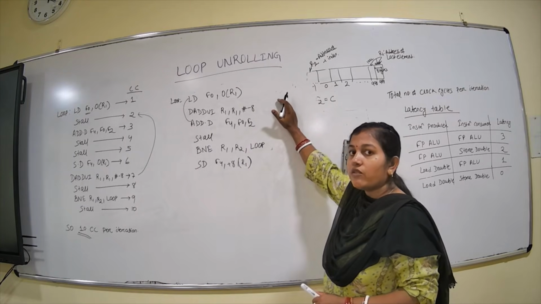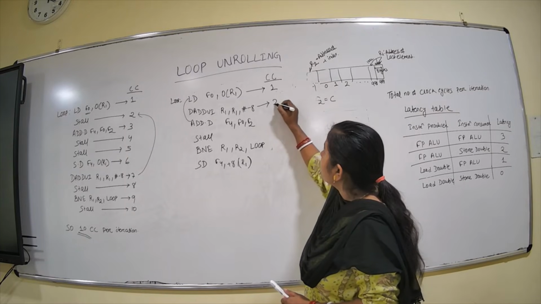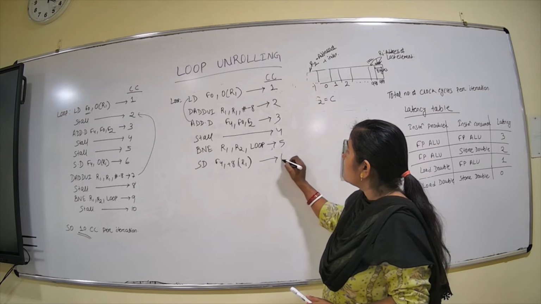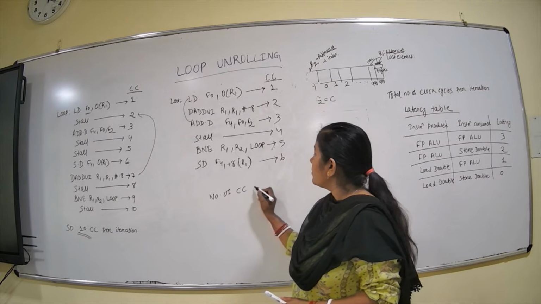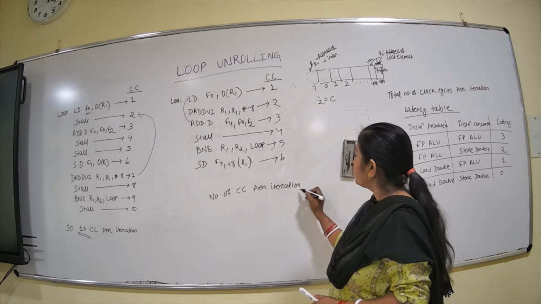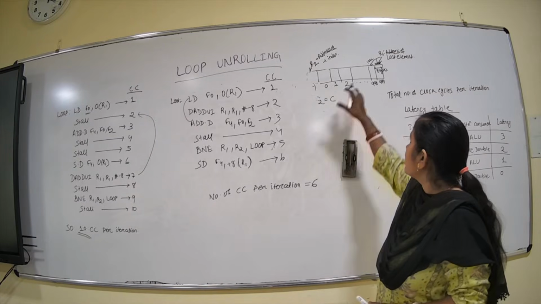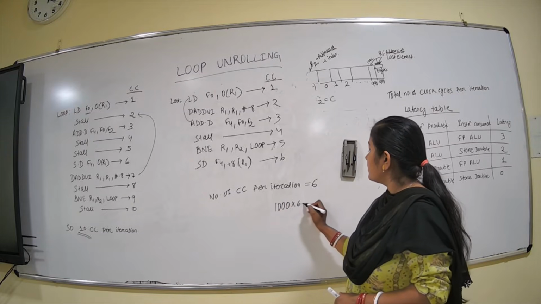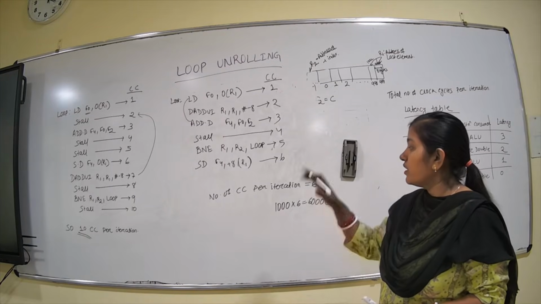Okay. So if you calculate the total number of clock cycles, just find out. This will perform first, this second, this third, this fourth, fifth, sixth. So we can say that the number of clock cycles per iteration is 6. As we have 1000 elements, 1000 into 6, that is 6000 clock cycles. So in total it will take this.